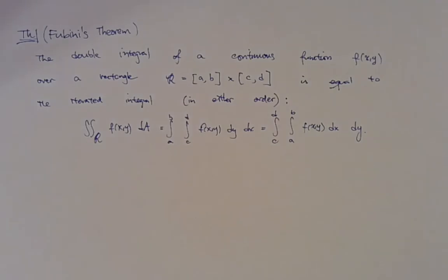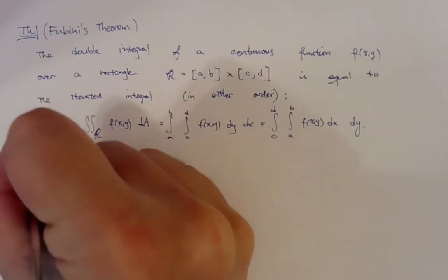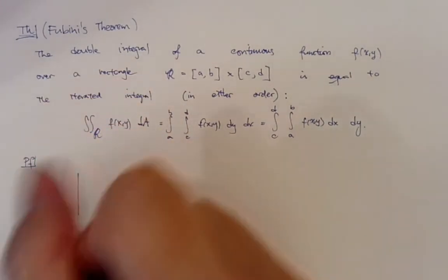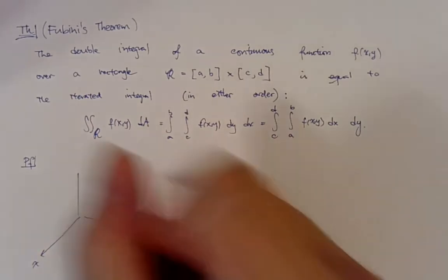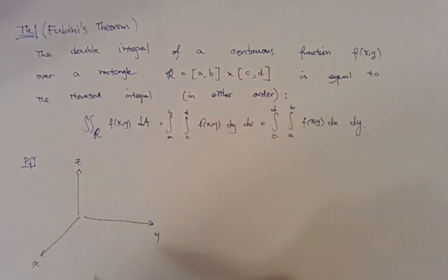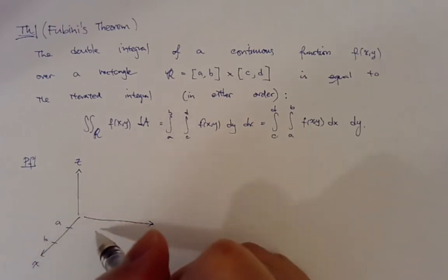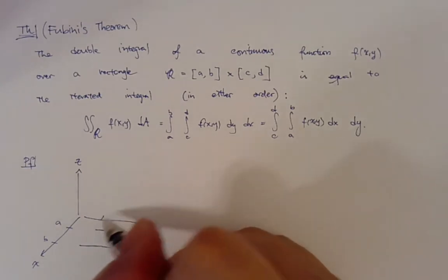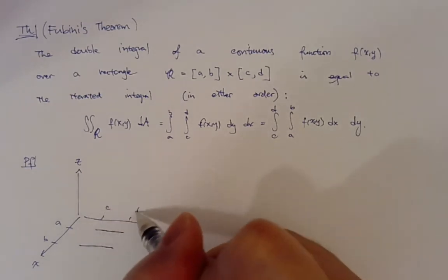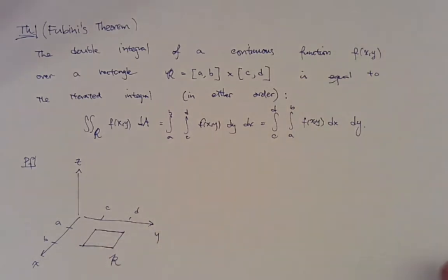Now let's come back to Fubini's theorem, and we need to set up a double integral. So let me draw a picture. Let's draw x, y, z. Let's say x goes from a to b, and then y goes from c to d. That's the rectangle R right there.